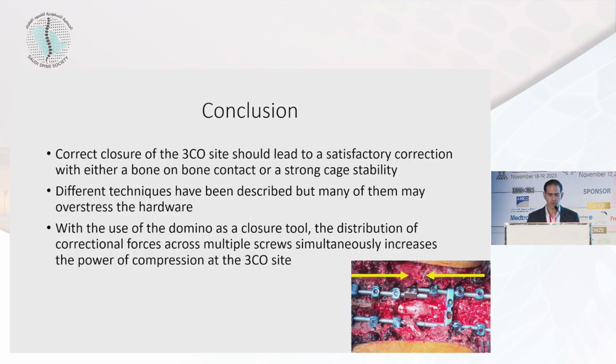So in conclusion, the correct closure of the 3-column osteotomy site should lead to satisfactory correction with either a bone-on-bone contact or a strong cage stability. Different techniques have been described, but many of them may overstress the hardware. So the use of the domino as a closure tool enables distribution of correctional forces across multiple screws simultaneously and increases the power of compression at the 3-column osteotomy site.